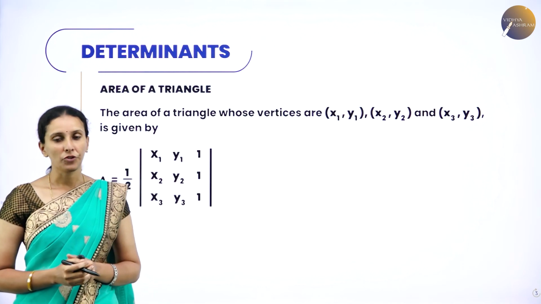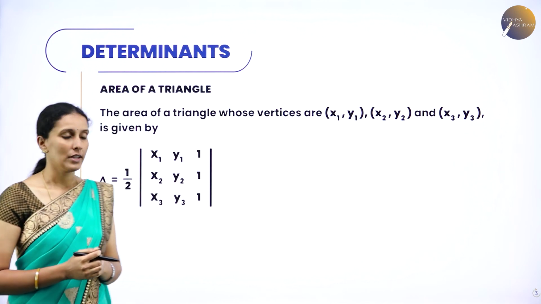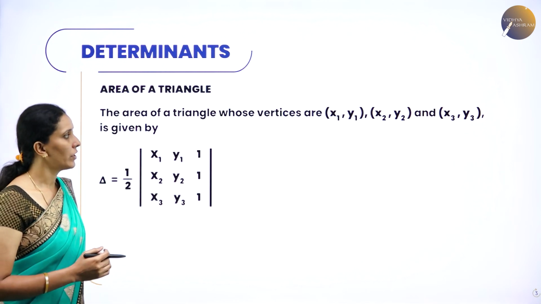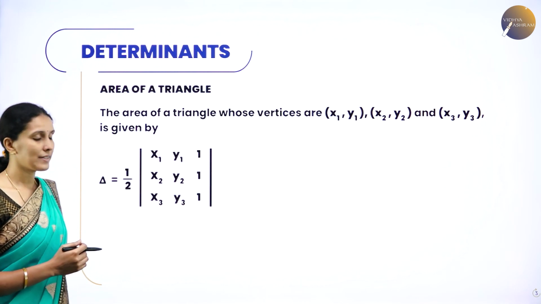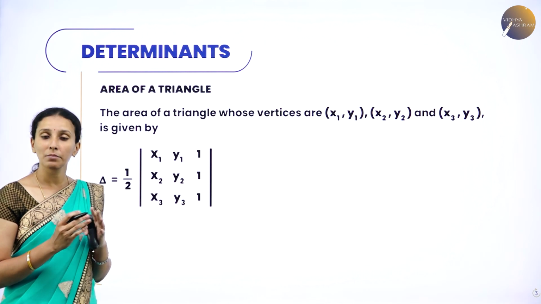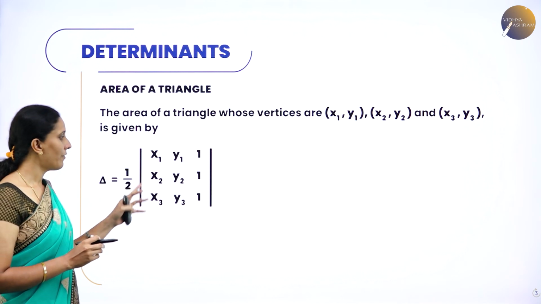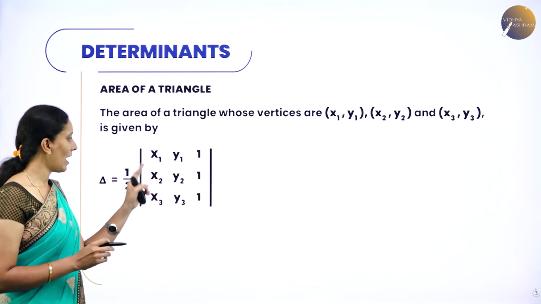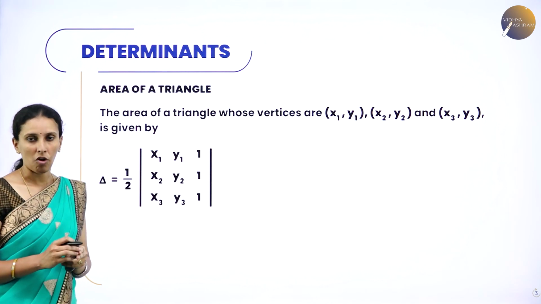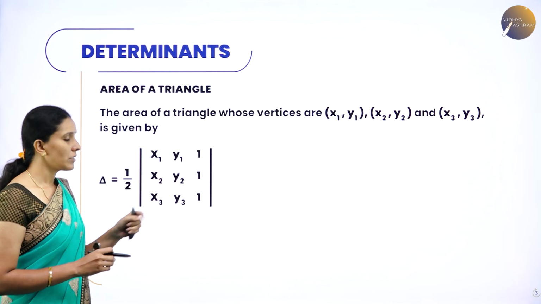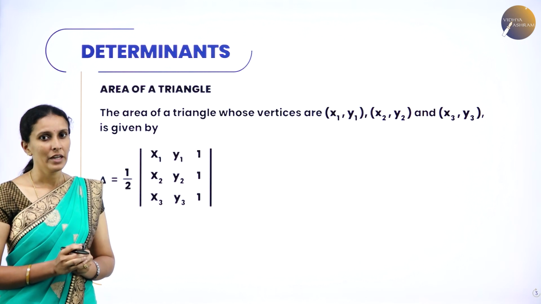Now here is the formula to find the area of a triangle. We know that we need 3 vertices for a triangle. Thus, the area of a triangle whose vertices are (x1, y1), (x2, y2) and (x3, y3) is given by delta. We know that delta is the symbol denoting the value of the determinant. Thus, delta is equal to half of the determinant with rows x1, y1, 1; x2, y2, 1; x3, y3, 1, with 1, 1, 1 in the last column. So these are the 3 vertices of a triangle, and this is the formula we use to find the area of a triangle.